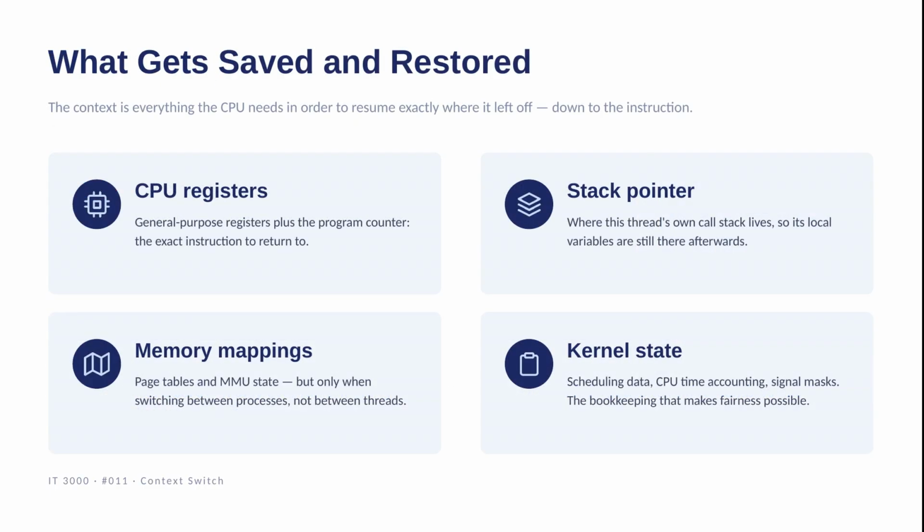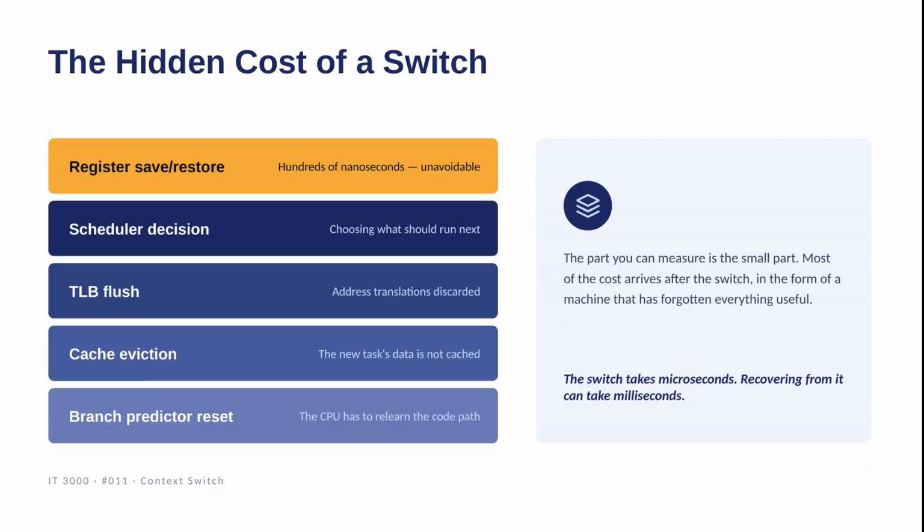So what exactly does the CPU need to remember? Four things, really. The registers, including the program counter, which points to the very next instruction to execute. The stack pointer, so local variables and call frames stay intact. The memory mappings, page tables and MMU state, though only when switching between processes since threads inside one process already share them. And finally, the kernel's own bookkeeping, scheduling data, CPU time accounting, signal masks, the quiet paperwork that keeps the illusion fair.